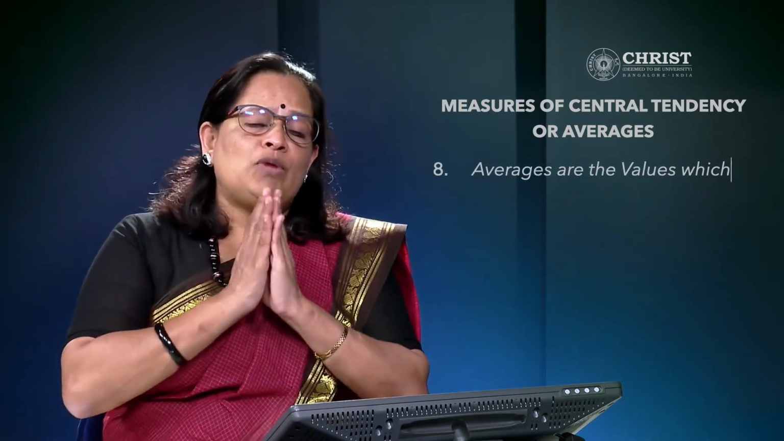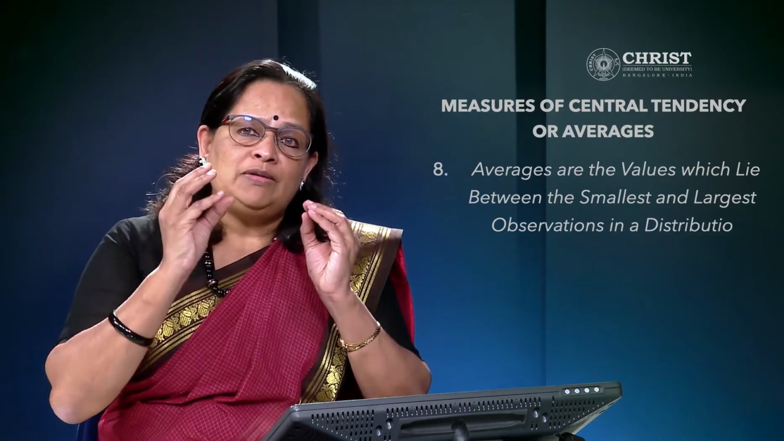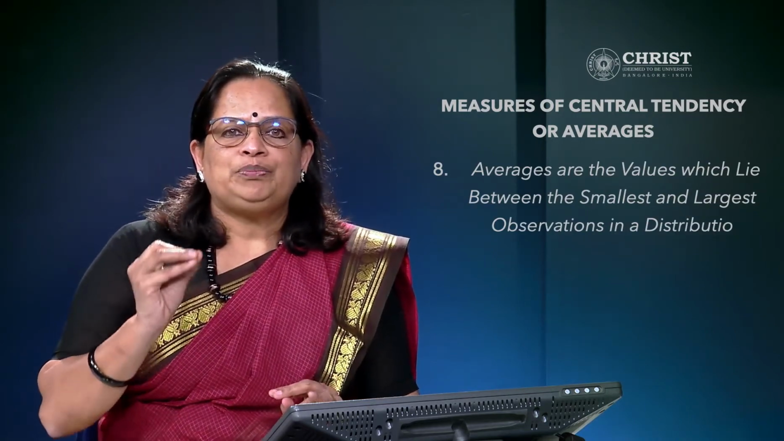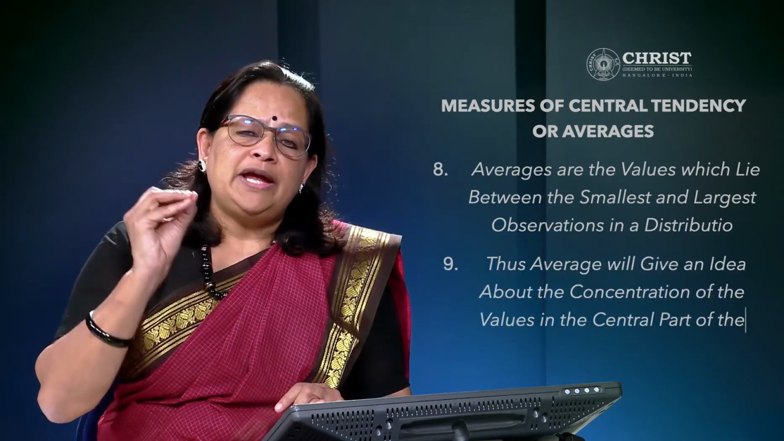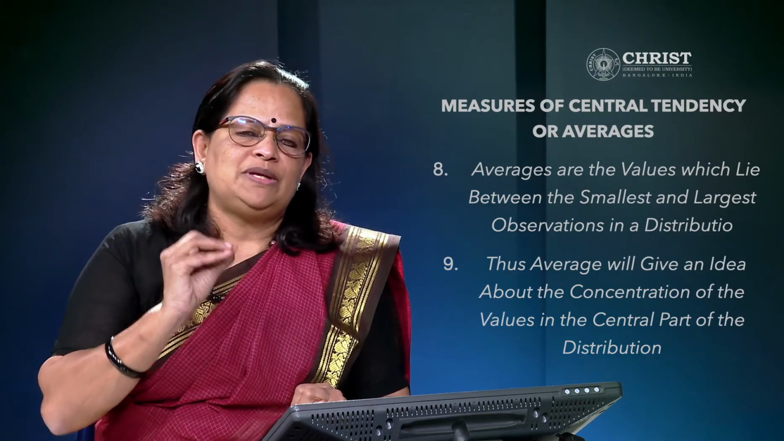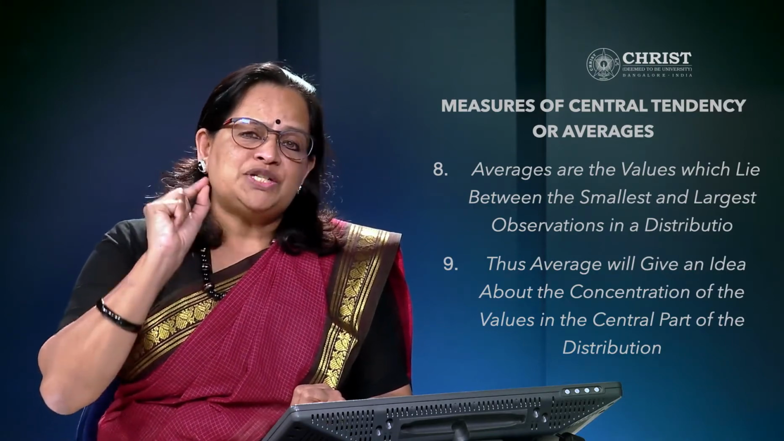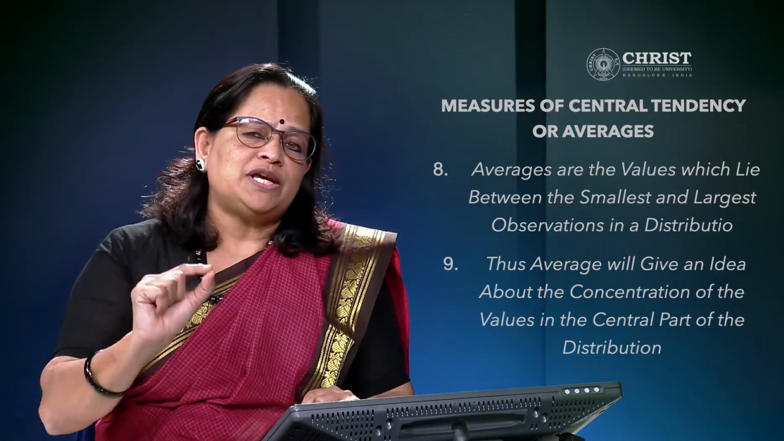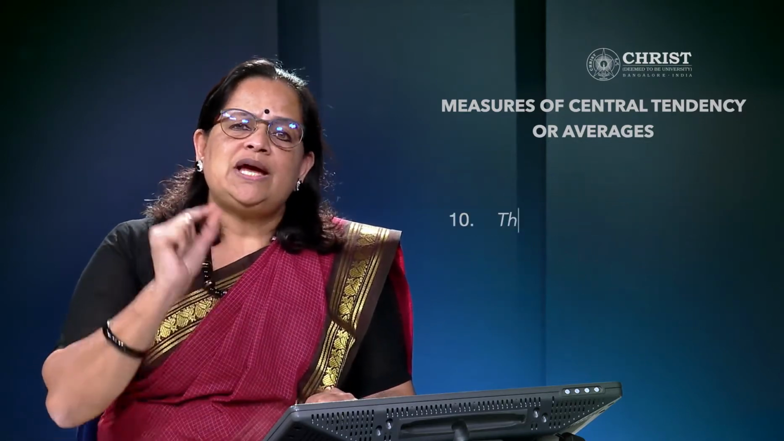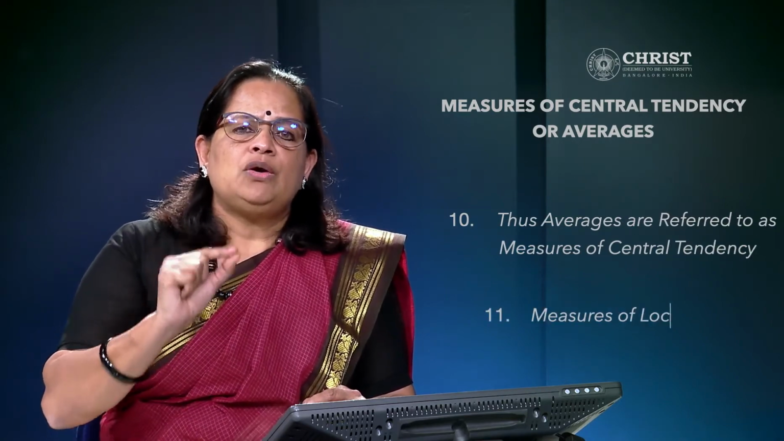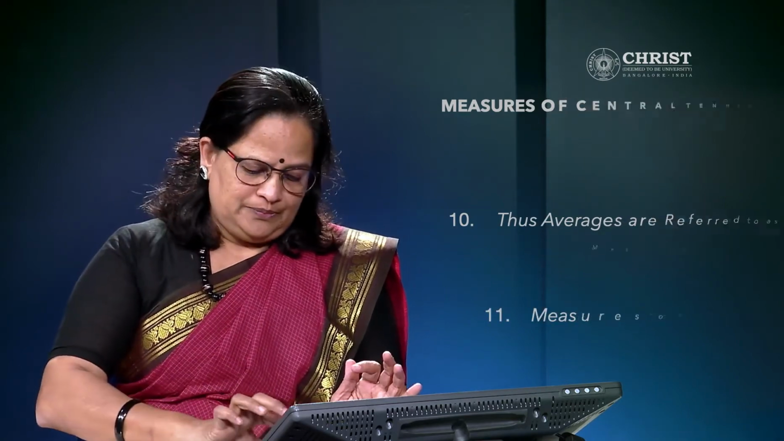The average that we take will lie between the smallest value and the largest value. Thus, an average gives an idea about the concentration of values in the central part of the distribution. We call this the measure of central tendency because we are trying to find the value at the center. Averages are therefore always referred to as measures of central tendency or measures of location.